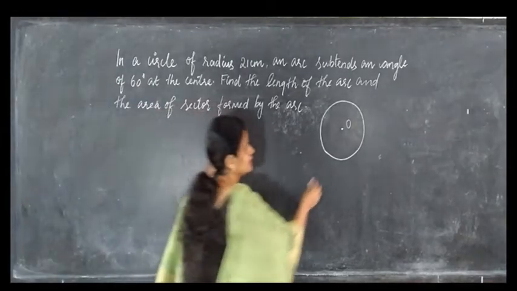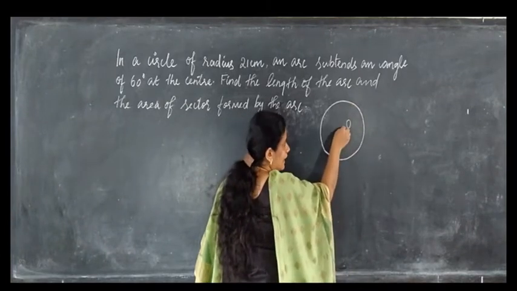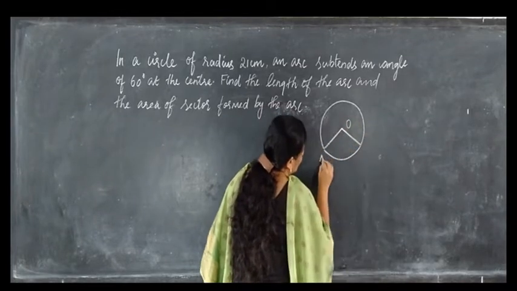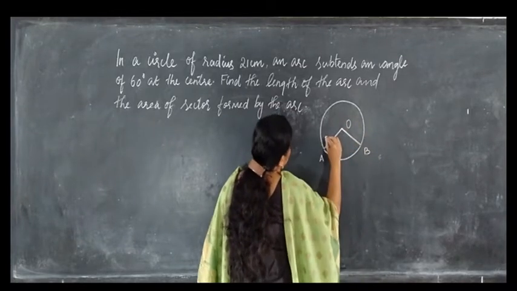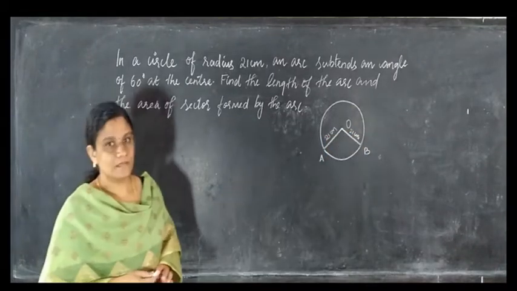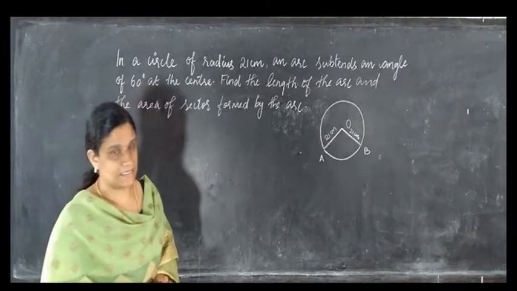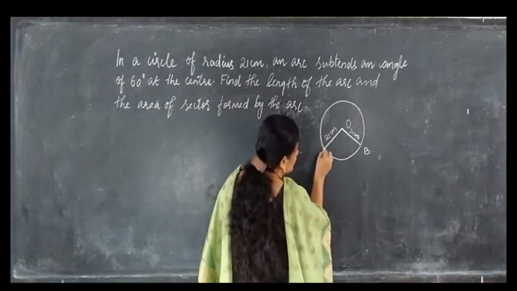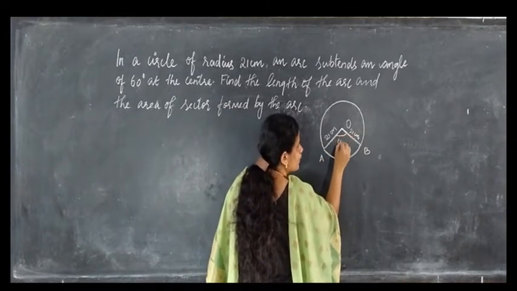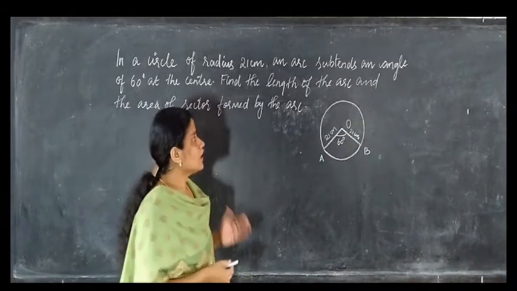So we can tell, let O be the center of the circle and the radius OA and OB. What is the radius? 21 centimeter. Now, an arc subtends an angle of 60 degree at the center. So, here AB is the arc, and it makes an angle of 60 degree at the center. Okay, children.